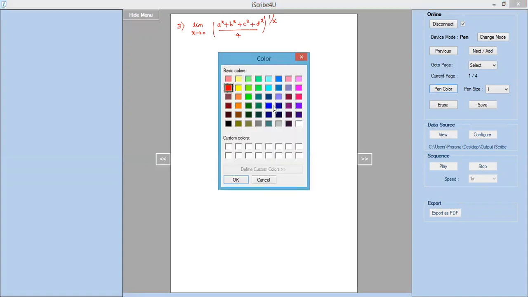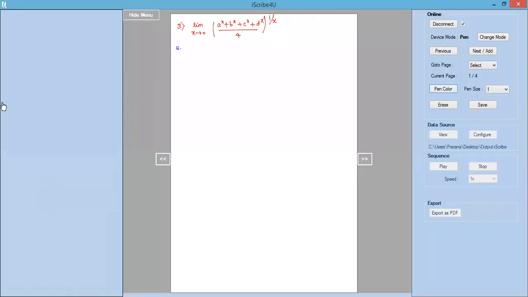So let us solve this problem now. Very firstly, we'll call the given limit as k. Let us assume k is equal to limit as x tends to 0, a power x plus b power x plus c power x plus d power x, the whole divided by 4, the whole power 1 by x. Now we take log on both sides to get rid of the power form of the question. Before that, let us check of what indeterminate form it is.